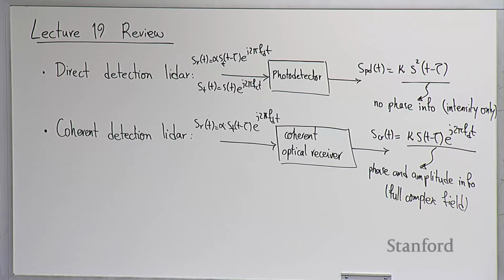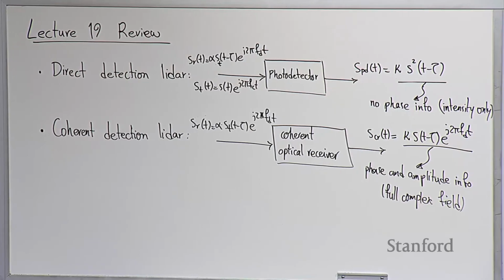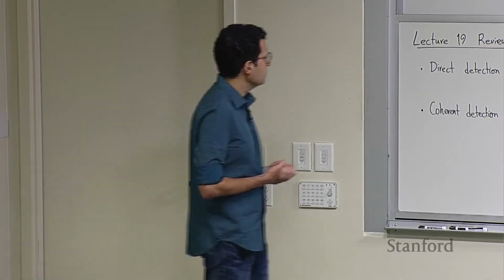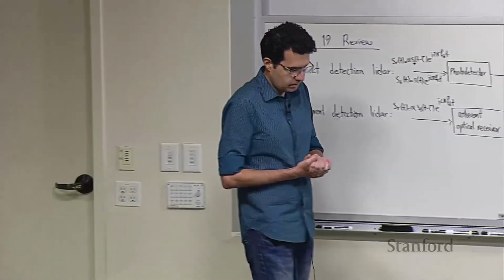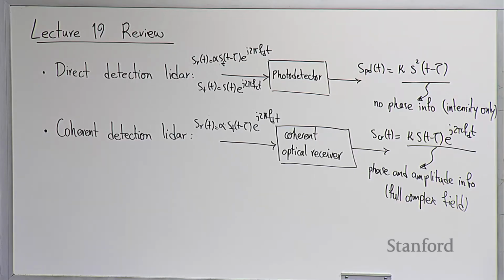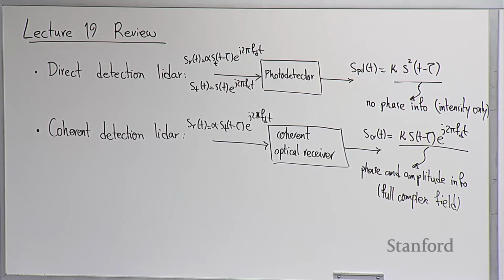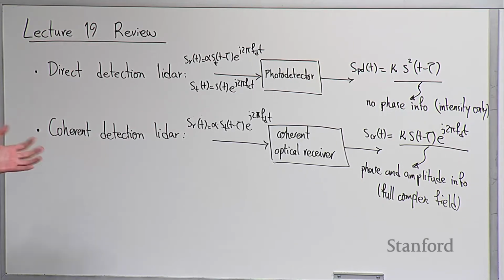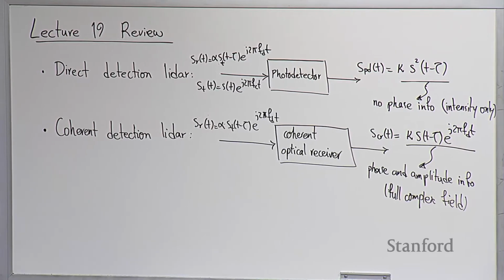Okay, let's get started, as usual, with a quick review of the previous lecture. Last time we started looking at the system architectures for the two main types of LiDAR, which are direct detection LiDAR and coherent detection LiDAR, or coherent LiDAR for short. The main difference is basically the signal that you receive after the conversion from optical signal, or photons, to the electrical signal, or electrons.